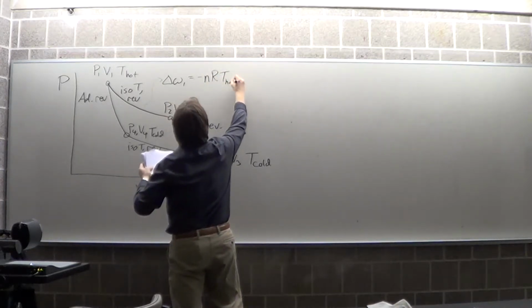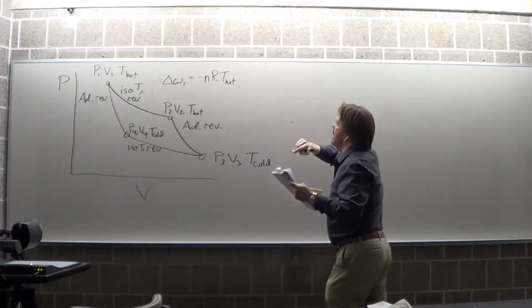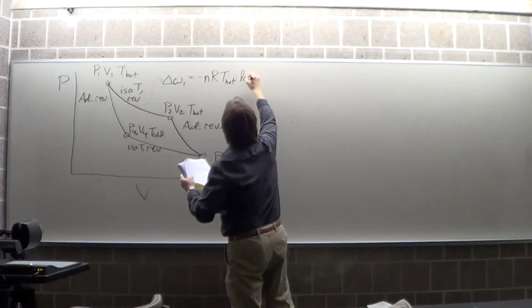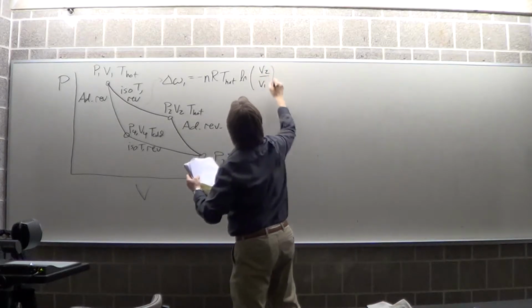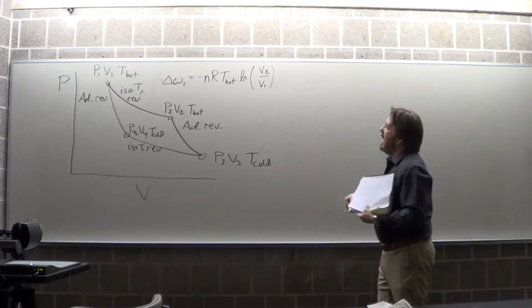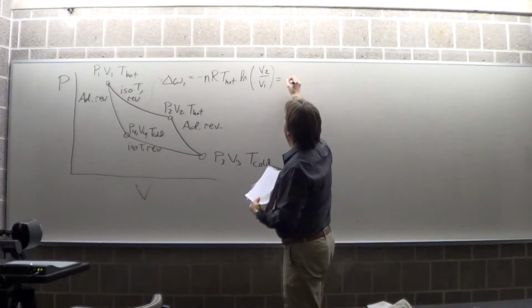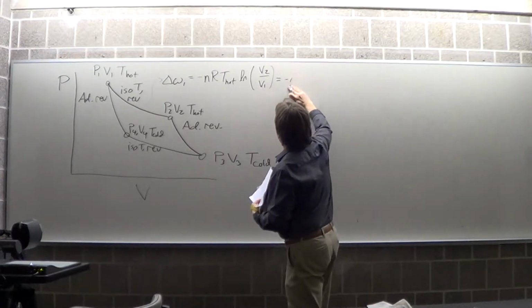Of course, the temperature is hot. N is constant, R is constant. And of course, the final volume is V2, the initial volume is V1. There you go. Now part of this is a little bit funky here.